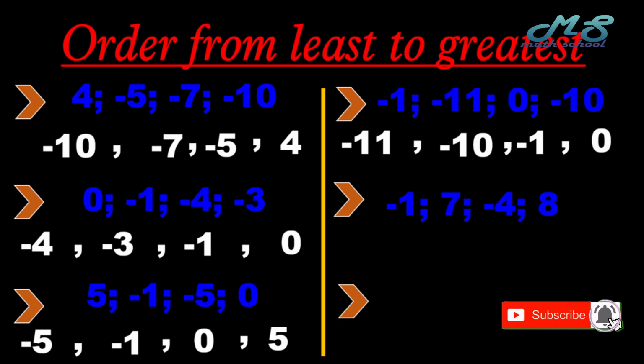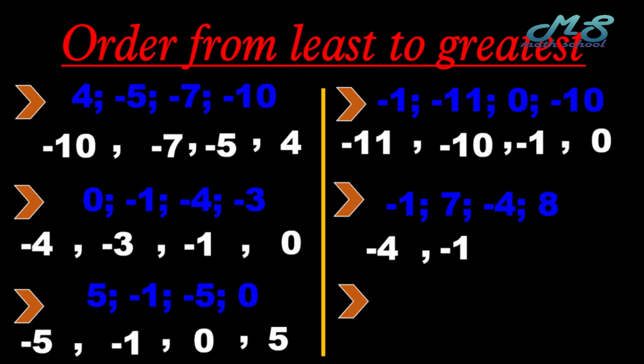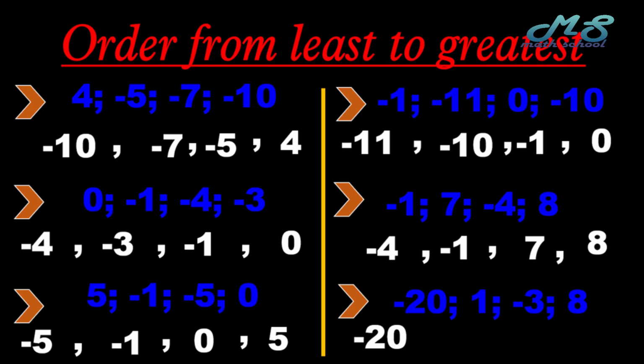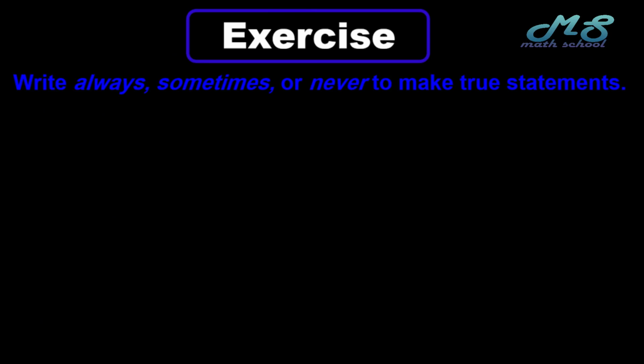Next set: negative 1, 7, negative 4, 8. The smallest one is negative 4, followed by negative 1, followed by, guys, 7. The greatest one is 8. Finally, we have negative 20, 1, negative 3, 8. The smallest one is negative 20, followed by negative 3, followed by what, guys? 1, and the greatest one is 8. Finally, we have an exercise you can try to solve by yourself.